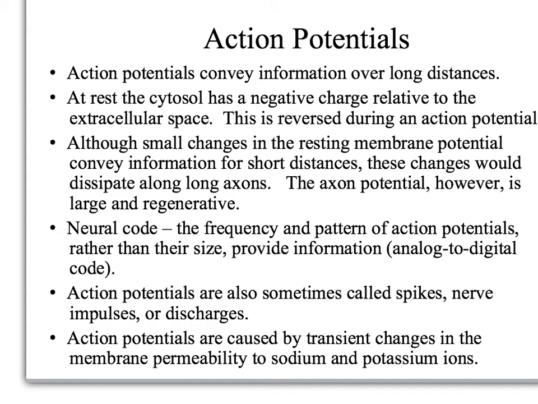The neural code is a function of the frequency and pattern of action potentials. In other words, the number and pattern of action potentials that it takes to convey meaningful information rather than their size. Action potentials are also called spikes, nerve impulses, or discharges. And they are caused, as you saw, by transient changes in membrane permeability to sodium and potassium ions.